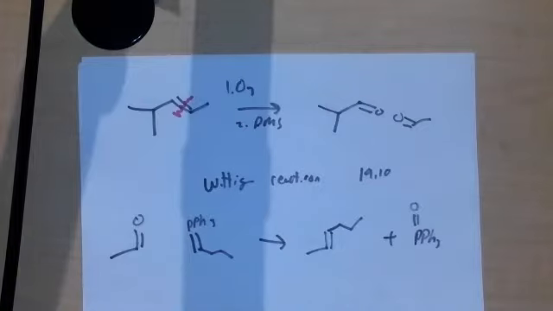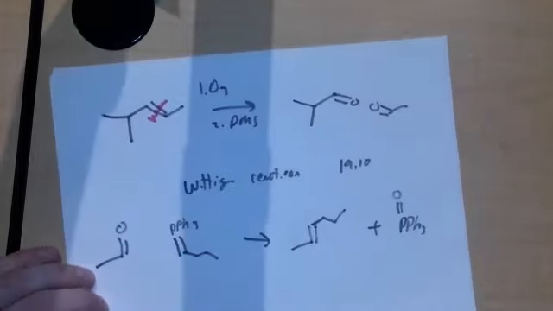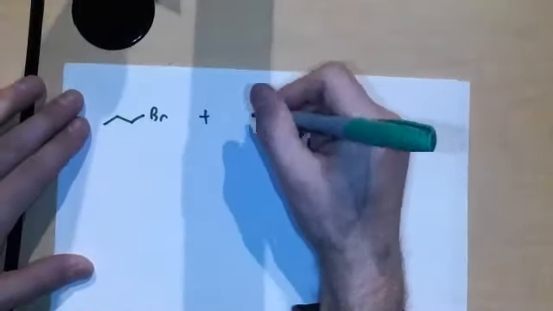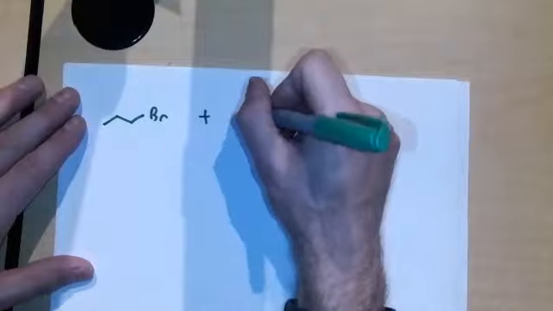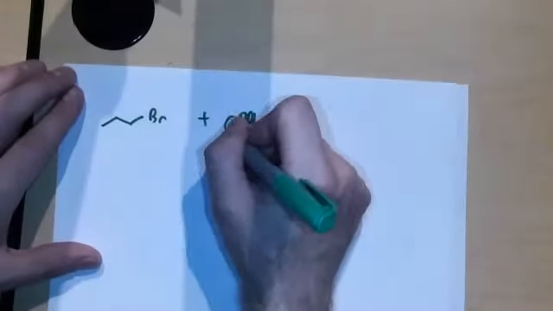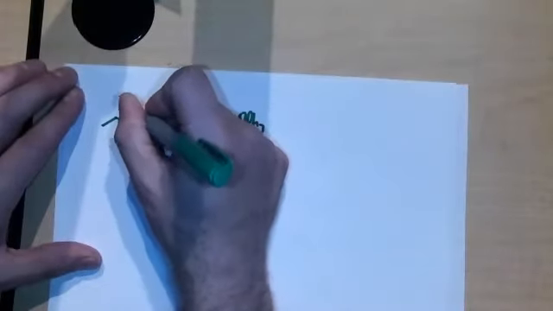All right, so the way this reaction happens is we're going to start off with an alkyl halide. So if you're taking something like propyl bromide here, plus PPh3, which is triphenylphosphine, we're going to do an SN2. So our triphenylphosphine is going to come and attack, pick out Br.